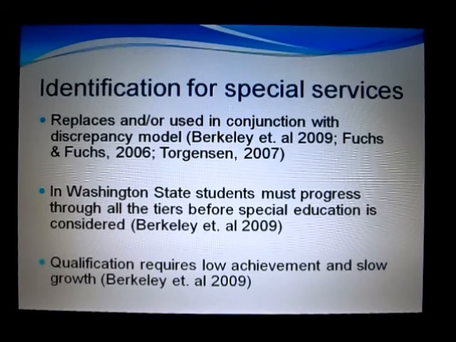And then basically the overall identification for special services is that when you look at those students, in order for them to be able to qualify, they have to be low achieving and they have to have slow growth. So if you have students who are low achieving, but their growth rate matches that of their peers, then they're not going to qualify through RtI for special services. Also, if you have a student who's a real high achiever and they have a slow growth, they're not going to qualify either.